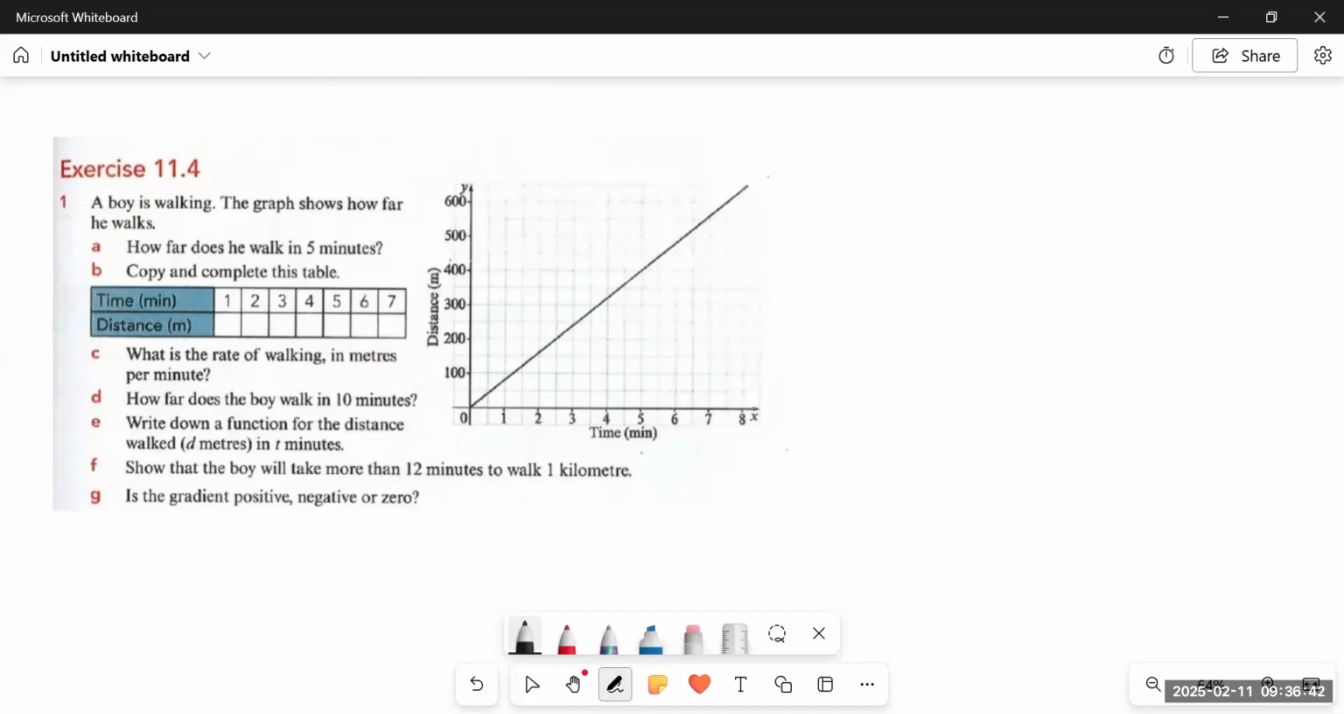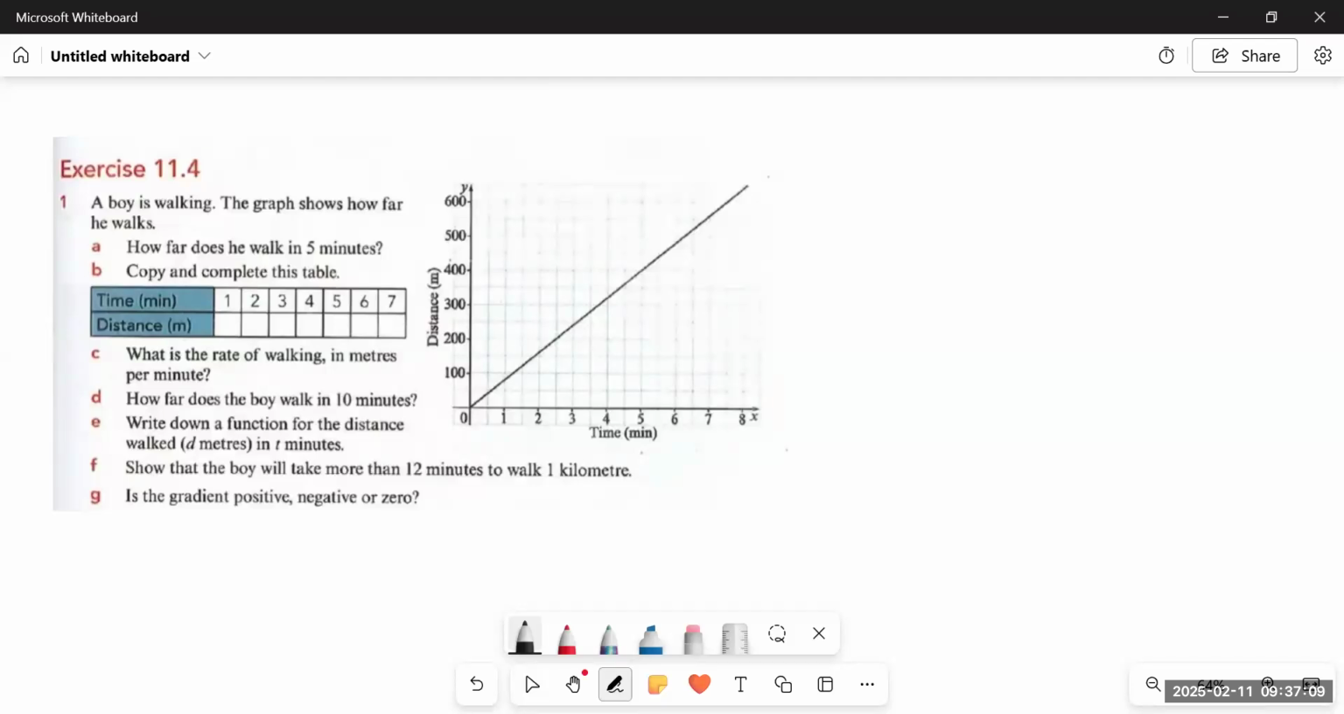Cambridge Lower Secondary, Book 7. Today we are going to do exercise 11.4. We have already done a few questions earlier related to this chapter, so you are very much thorough with what a graph is and how to deal with graphs. In this exercise particularly, we are going to talk about rate, quantity, time, and everything related to graphs. So let's start with question number 1.